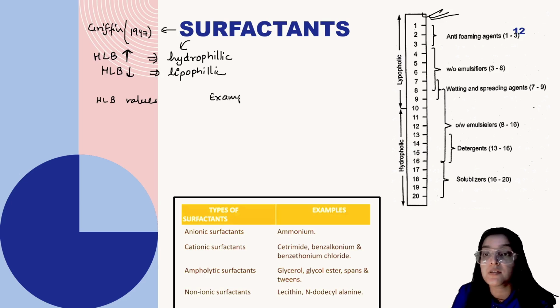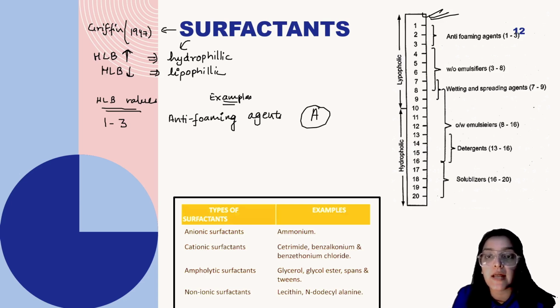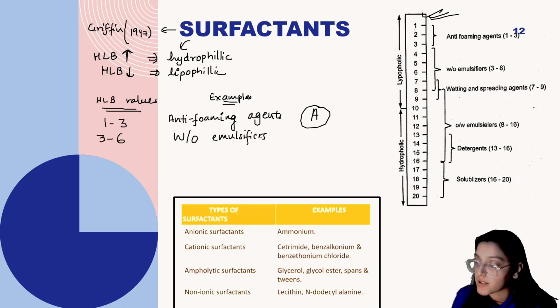I have already mentioned on the right side, if you can see here, but there is one trick to remember those things. You should know that if the HLB value is nearly 1 to 3, these are categorized as the anti-foaming agents. Here is the mnemonic that we are going to make. When the value is around 3 to 6, then these are water in oil emulsifiers, which also includes spans as well, right?